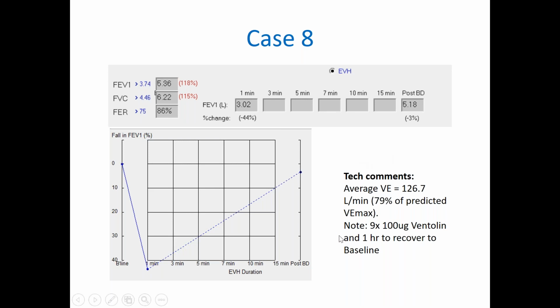You'll also note here in the tech comments that the scientist noted that the patient had to have 900 micrograms of Ventolin, and it took them an hour to return to their baseline levels. So sometimes there can be a challenge getting them back to normal before we let them go as well.